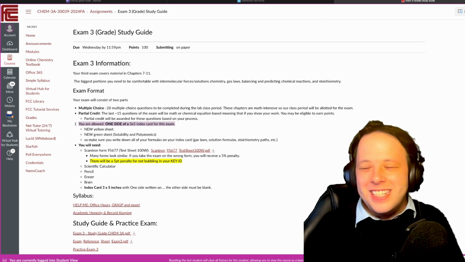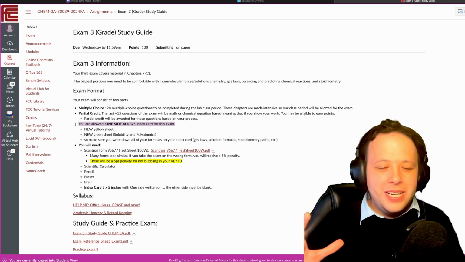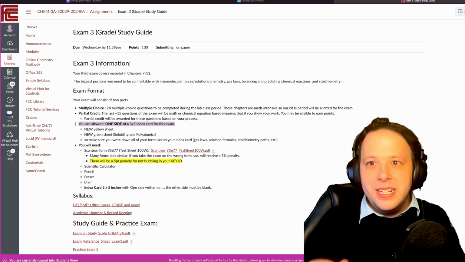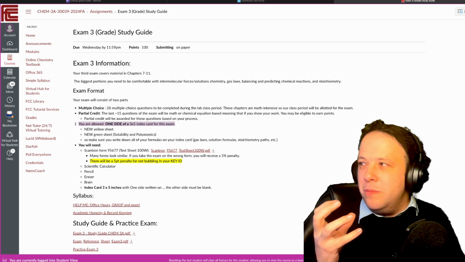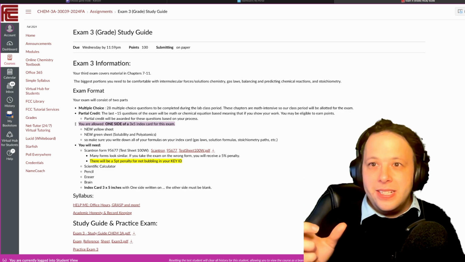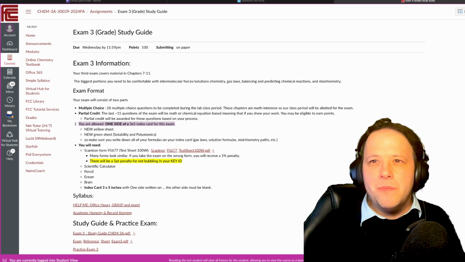So it's inches. But you do get the yellow sheet with it, and I'll give you the whole yellow sheet this time. I didn't really bother editing it down. The green sheet I'll give you, but I should edit that. It's only the solubility side, not the polyatomic part. I don't know why I wrote polyatomics on there.